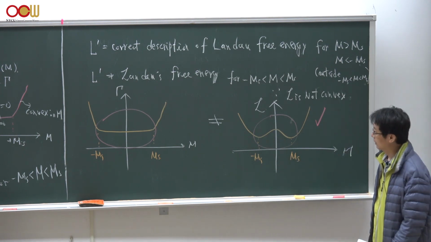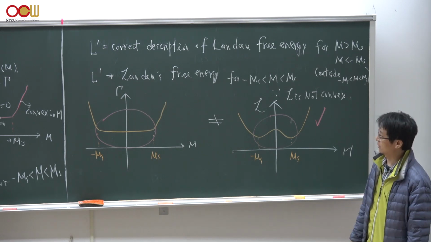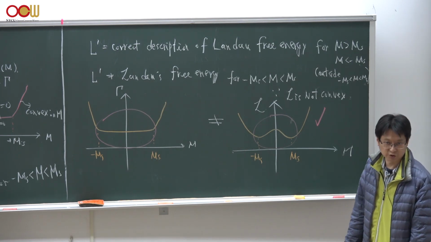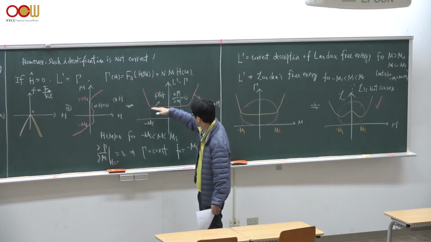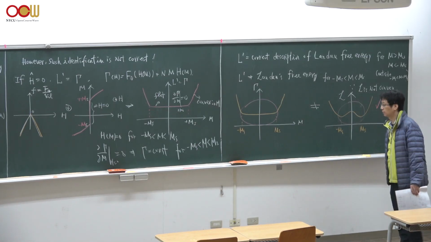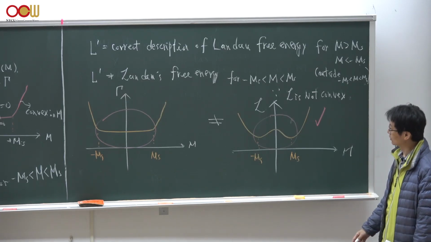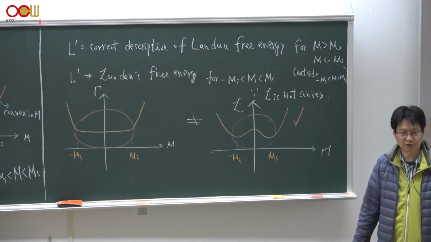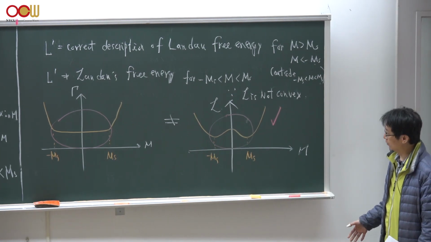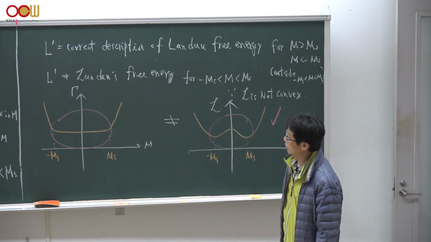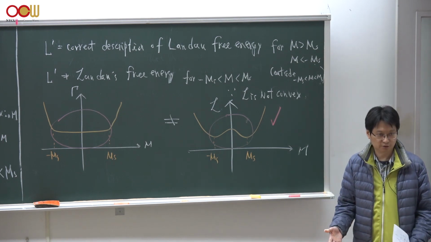And therefore, in general, this Landau free energy cannot be just constructed in terms of the Gibbs free energy, because the Gibbs free energy always gives you a flat constant in between plus or minus ms, okay? Whereas the real Landau free energy shows such a double well structure, which is what we really need. And therefore, we mathematically show that the Landau free energy is not the same as the Gibbs free energy, okay?